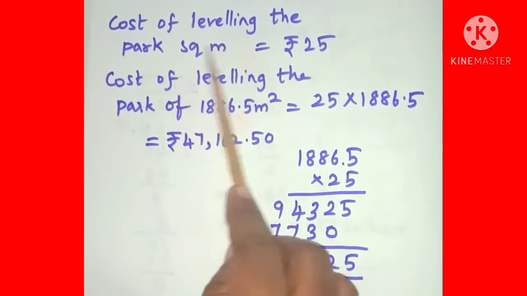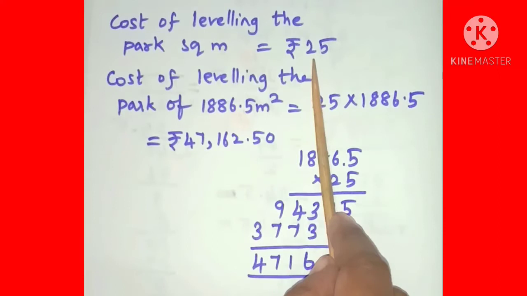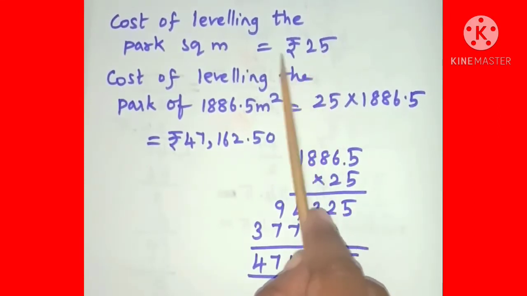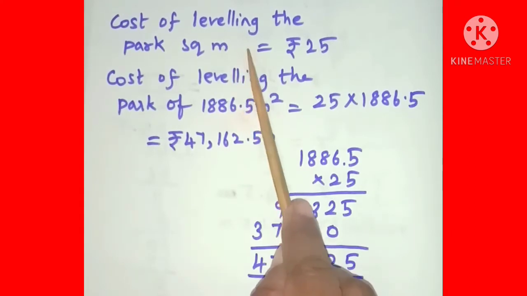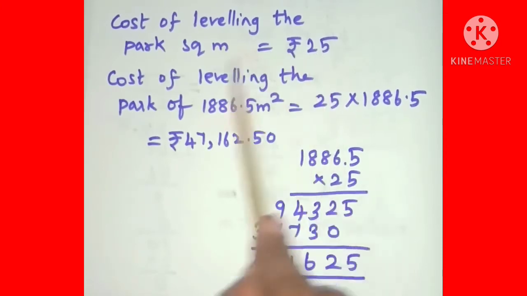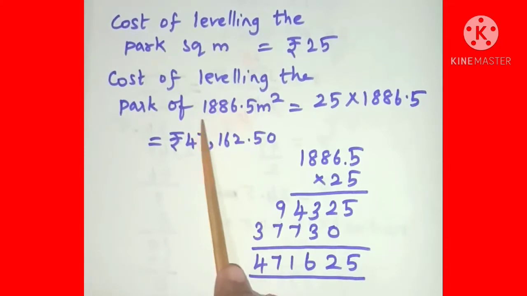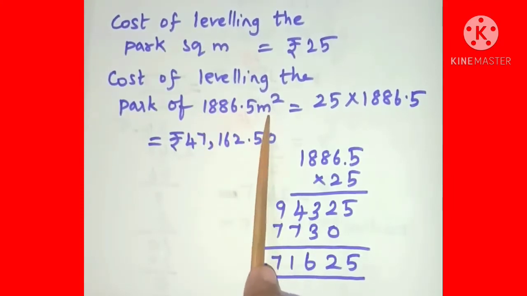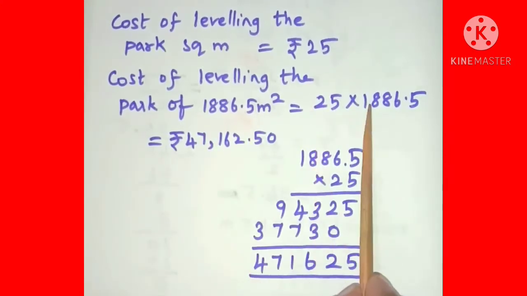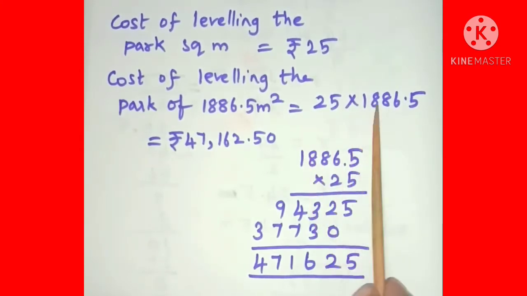Now students, the cost of leveling the park per square meter is 25 rupees. So we need 25 rupees to level the park per square meter. For 1 square meter the cost is 25 rupees. Then we have to find the cost of leveling the park for 1886.5 square meters. So we have to multiply 25 with this value, that is 25 into 1886.5.